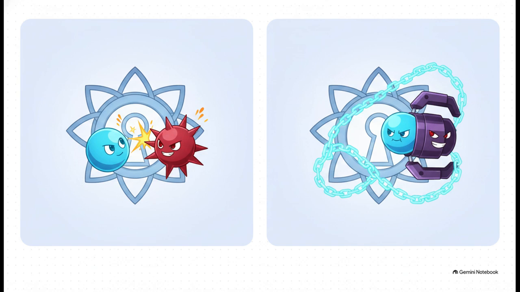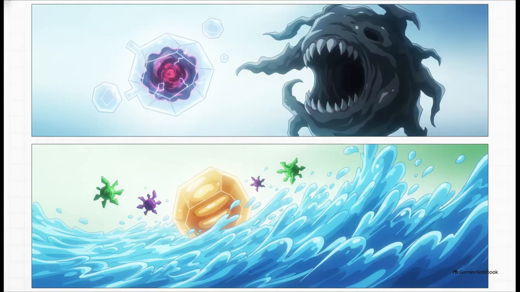Uncompetitive inhibition is a totally different strategy. These inhibitors completely ignore the empty enzyme and only latch onto the enzyme-substrate complex after it's already formed, locking it up. Because this removes active complexes from the reaction, the apparent Vmax goes down. But, strangely enough, because it stabilizes the complex and stops the substrate from leaving, the apparent Km actually goes down as well.